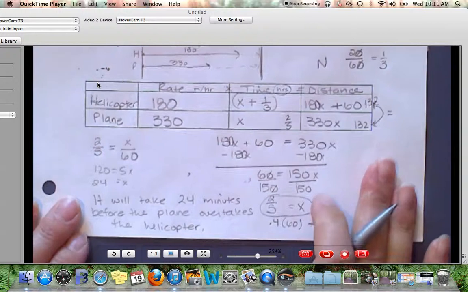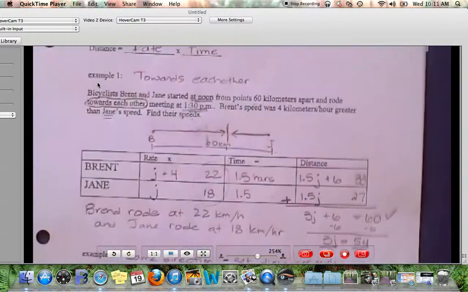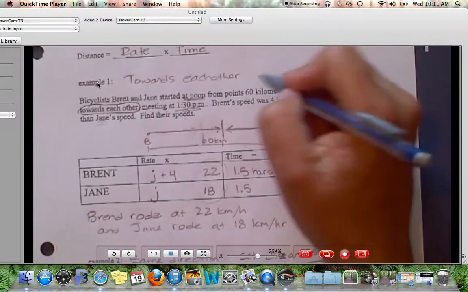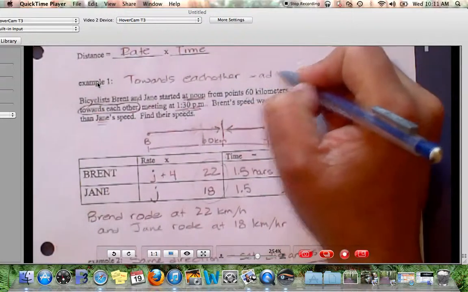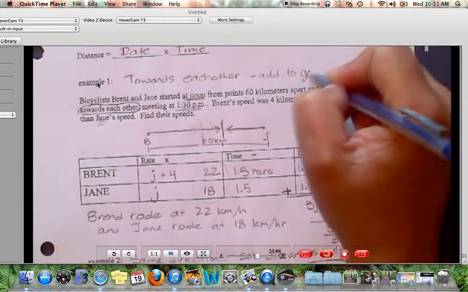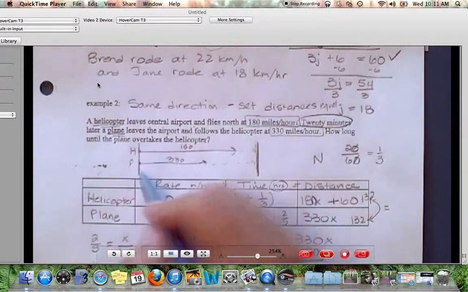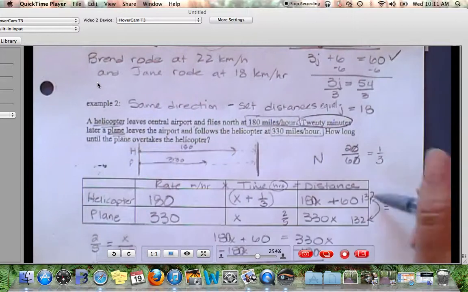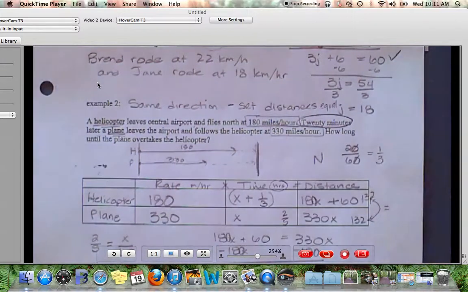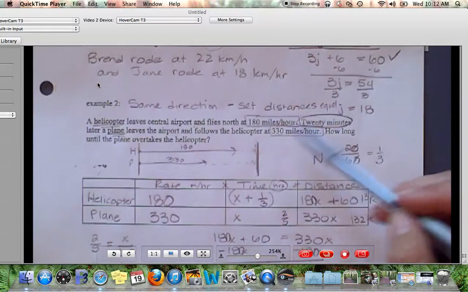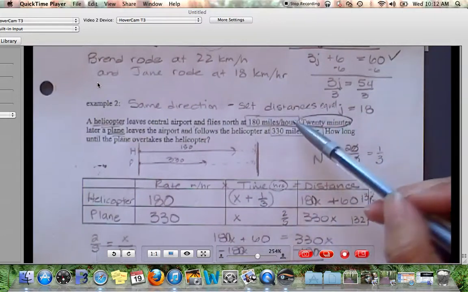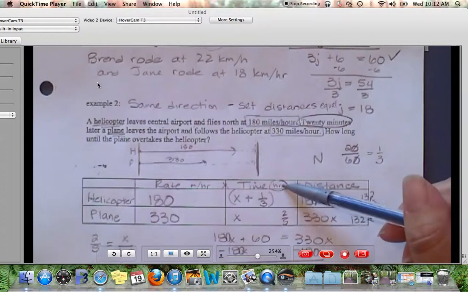Okay, so if example 1, they're going towards each other, then you add to get a total distance. All right. If they're going the same direction, then they have to end up going the same distance. So you set their distances equal to each other. So those are the first 2 types. The other thing, remember the most challenging piece here was that we had to convert the time into hours.